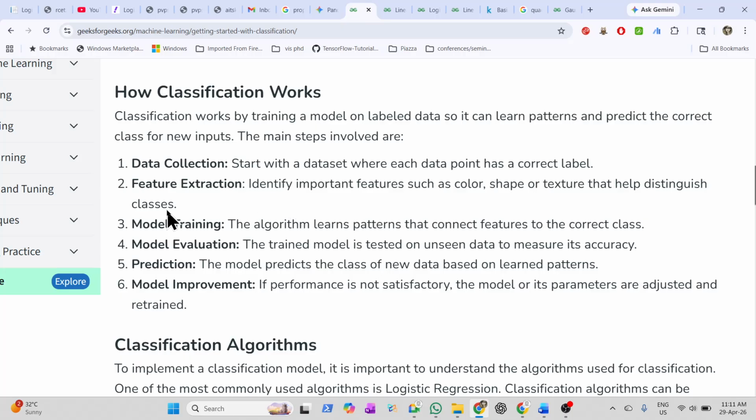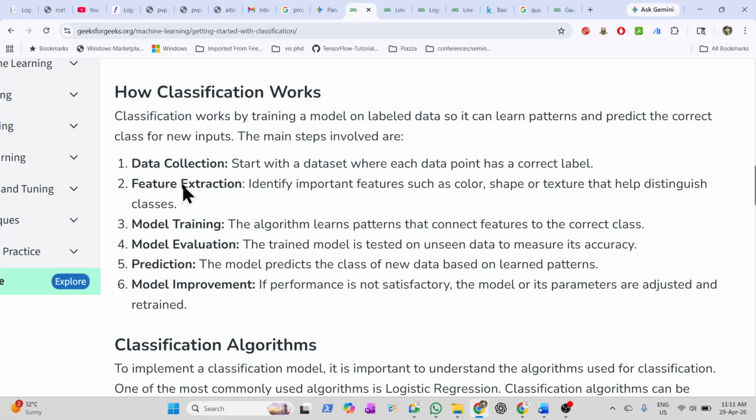But then you cannot do these tasks without data collection. Therefore, our entire process begins with data collection, where we start with a data set, and in the data set each data point has a correct label.